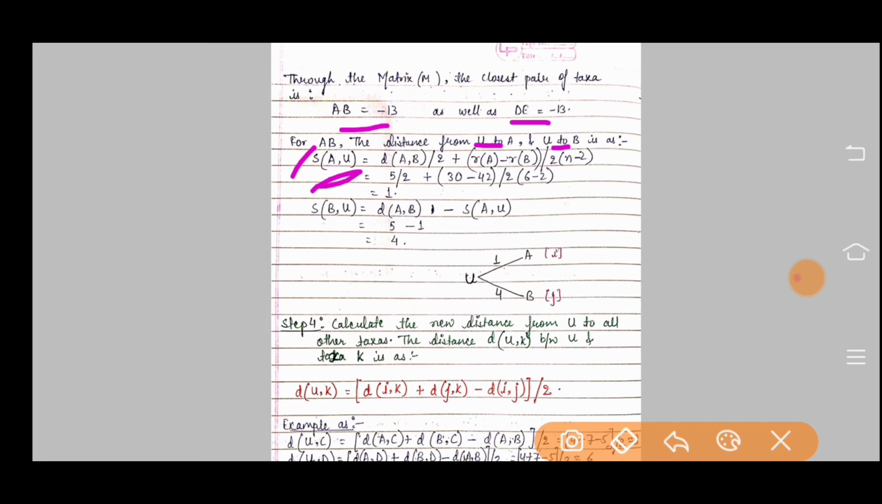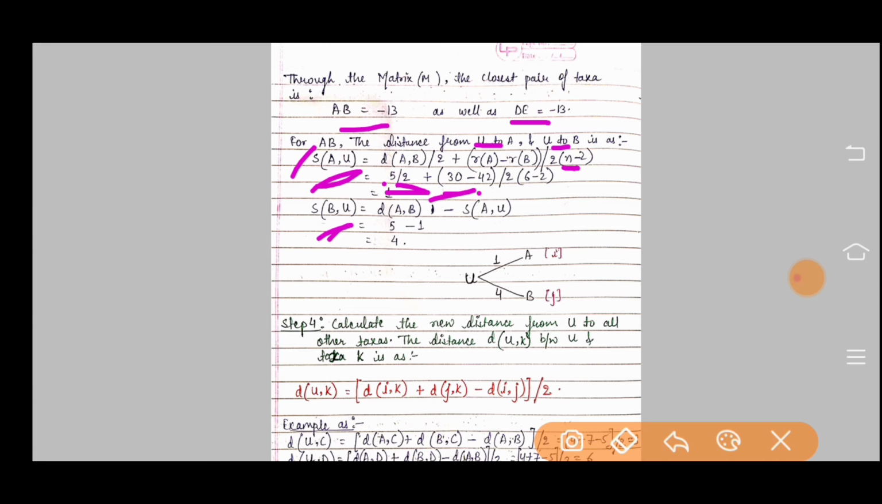So SAU is equal to DAB by 2 plus (RA minus RB) by 2(n minus 2). So from the parent matrix you will get DAB is equal to 5. 5 by 2 plus what is the divergence between A and B: divergence of A is 30 and divergence of B is 42. So (30 minus 42) by 2, and n is equal to taxa 6 minus 2, and after calculating we will get 1.